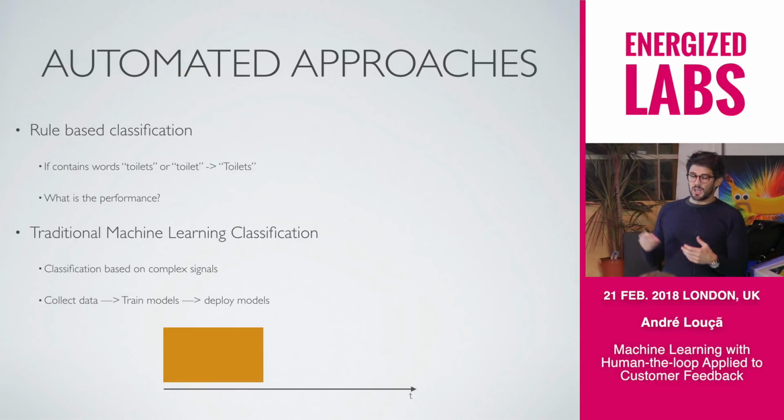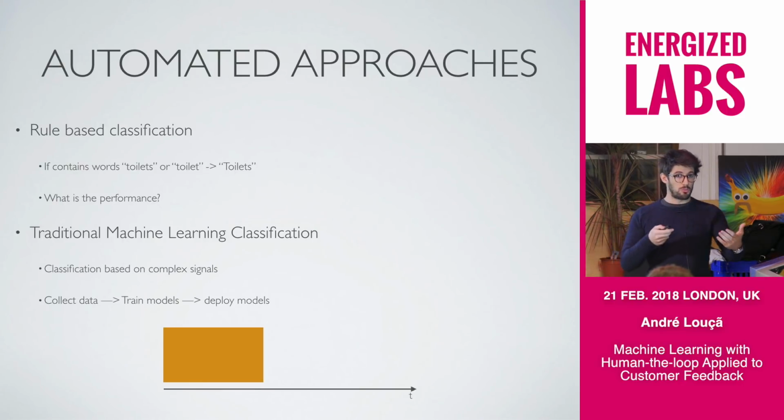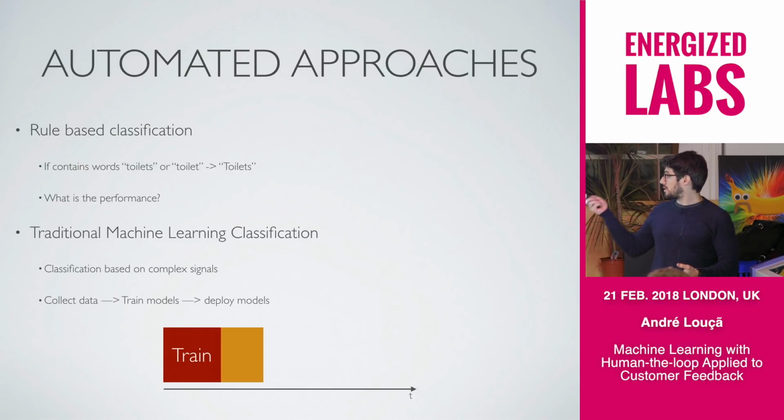So rule-based classification is not a solution. Traditional machine learning classification might be the solution, where you can handle complex signals. So not just specific words, but also context, or a combination of words and so on. To perform this kind of exercise, the traditional way is you collect data, you train your models, and you deploy your models. So you train on data, and now you can predict on the remaining data. The problem is now you have more data coming in, and you predict.